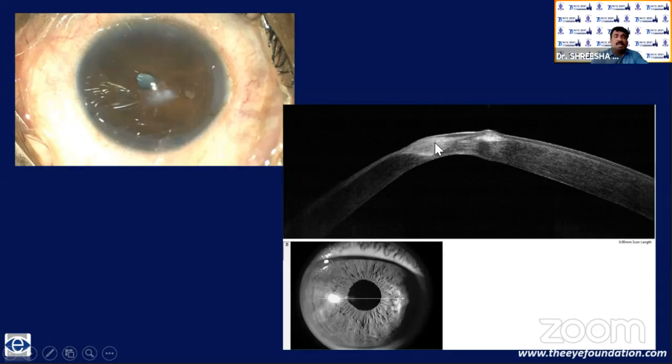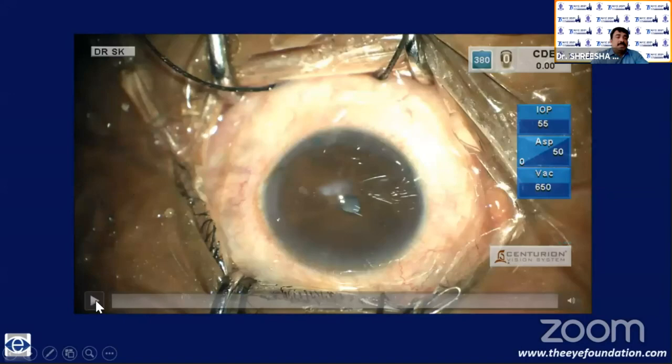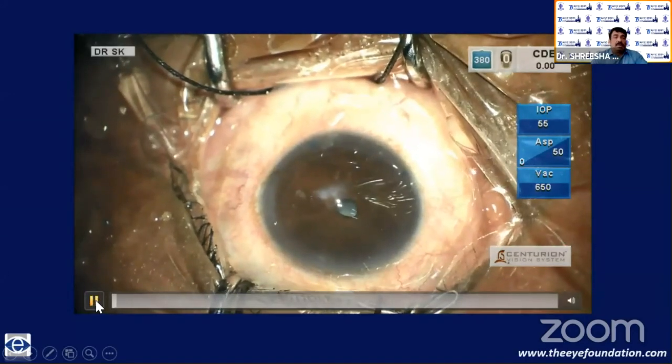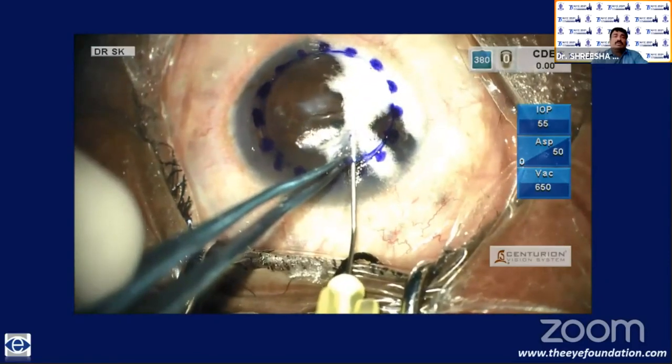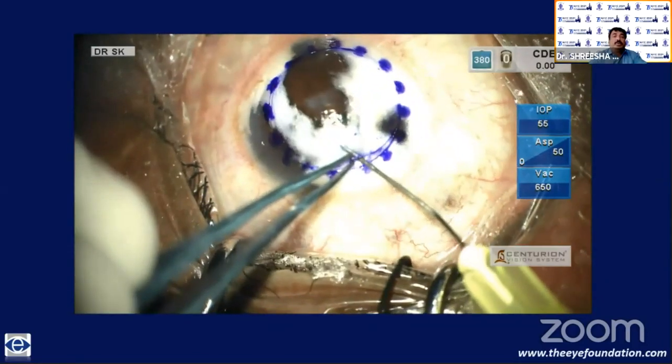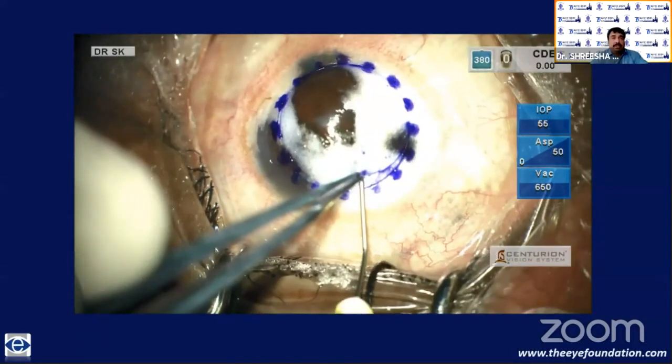She had tried all the contact lenses, RGP lenses, and even Rose-K lenses. She was not even happy with the scleral lenses. So we went ahead with the DALK in this particular patient. It's actually a scarred cornea. There is no hydrops, or it's not a healed hydrops also. So you can expect a type 2 or type 3 bubble in these cases.